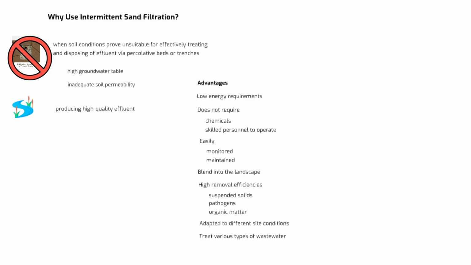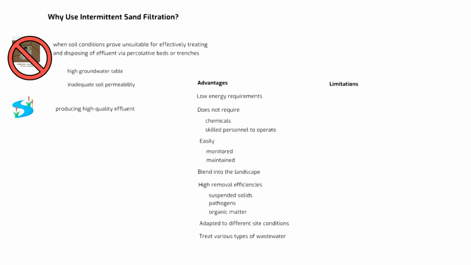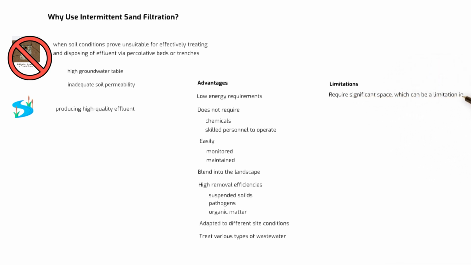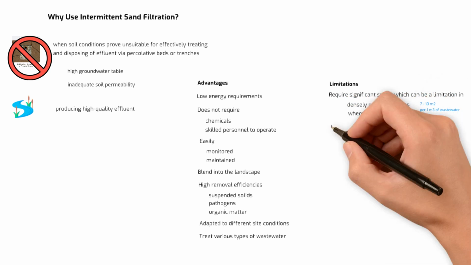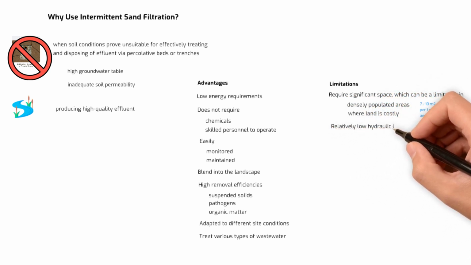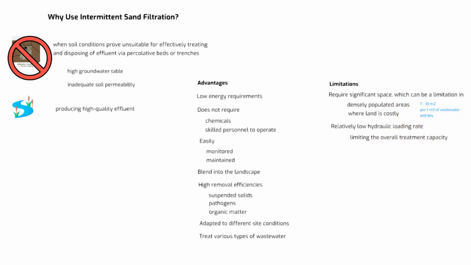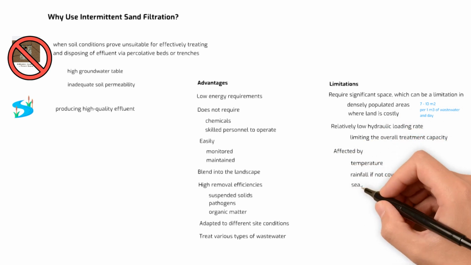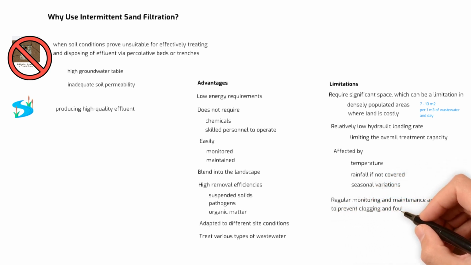However, intermittent sand filtration also does come with some limitations. Systems often require significant space, which can be a limitation in densely populated areas or where land is costly. It features a relatively low hydraulic loading rate, limiting the overall treatment capacity. It can be affected by temperature, rainfall if not covered, and seasonal variations. Regular monitoring and maintenance are essential to prevent clogging and fouling.